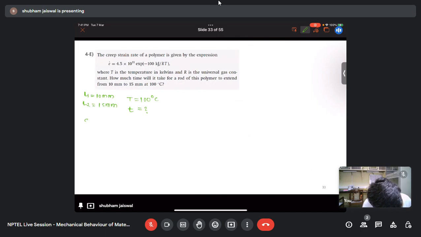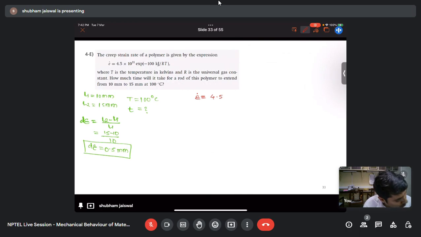So if we find the strain in the material, that is final length minus initial length divided by L1, it will come somewhere around 0.5. So this is the value of del epsilon. Now they have given the equation for strain rate: strain rate equals 4.5 into 10 to the power 11, exponential of minus Q divided by RT, with Q given as 100.